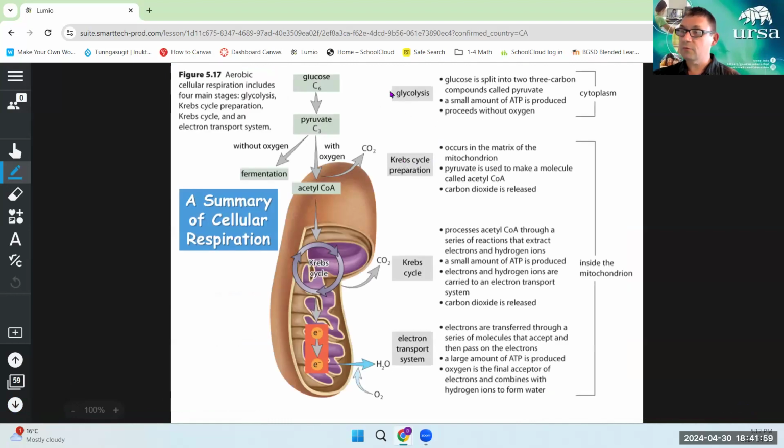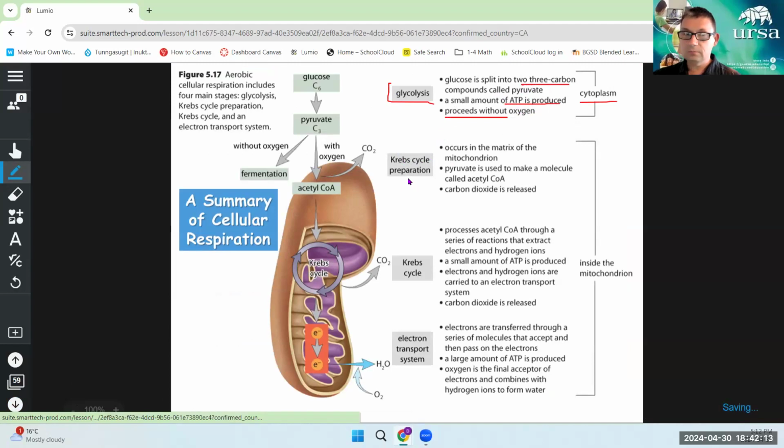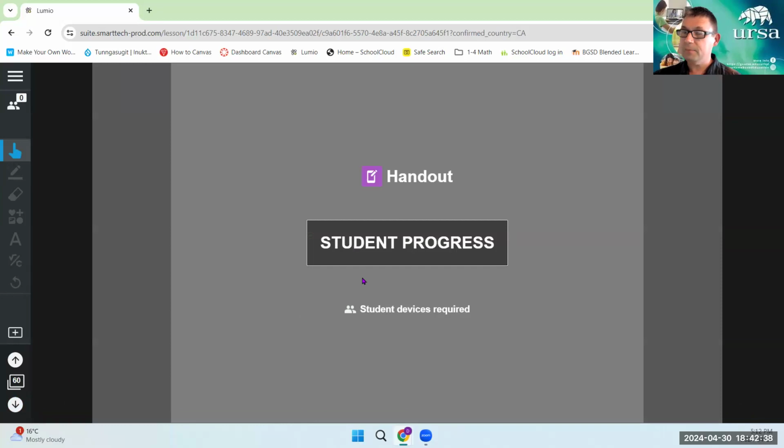So again, let's think about it in terms of summary points. Glycolysis in the cytoplasm: glucose breaks down to two 3-carbon molecules, getting a little bit of ATP, but it doesn't need oxygen. Step 2, if you will, the Krebs cycle. In the matrix of the mitochondria, pyruvate oxidation makes acetyl coenzyme A, releasing carbon dioxide. Now, this is all inside the mitochondria. The Krebs cycle then kicks in, followed by the electron transport chain, all of which yield valuable ATP.